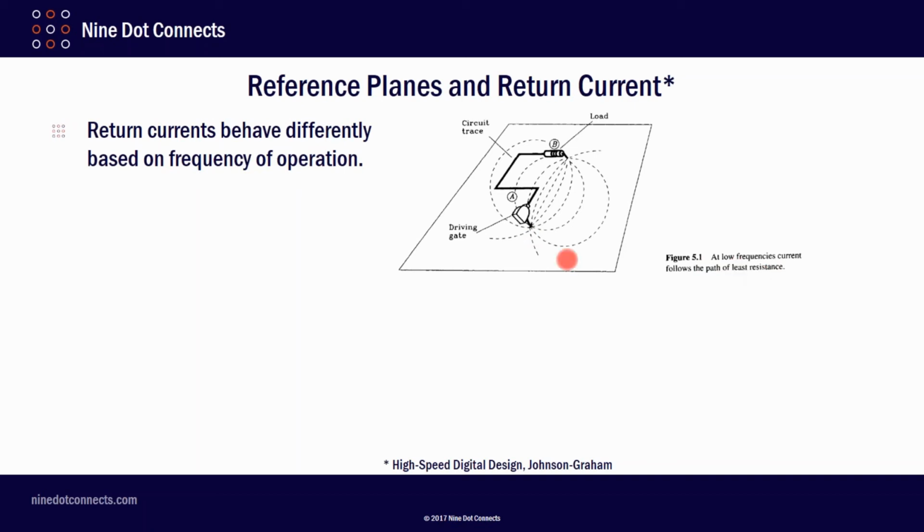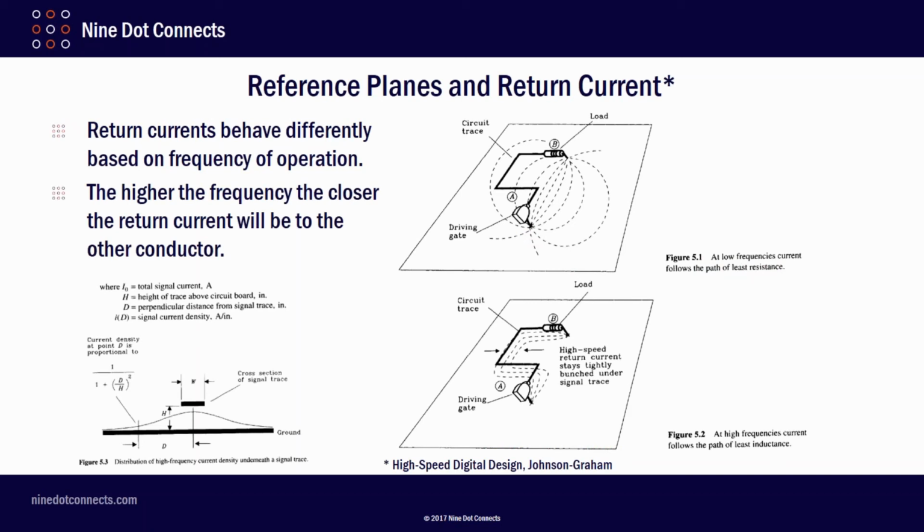Return currents behave differently based upon the frequency of operation. The higher the frequency, the closer the return current will be to the other conductor. So as Johnson and Graham point out, as you get higher and higher in frequencies, the more the return path is going to follow the same path as it goes out. And it treats it as if it's worried about the least inductance, not the least resistance. Here's a nice little thing that shows you that the distributed current or charges is going to be based upon where the microstrip is.